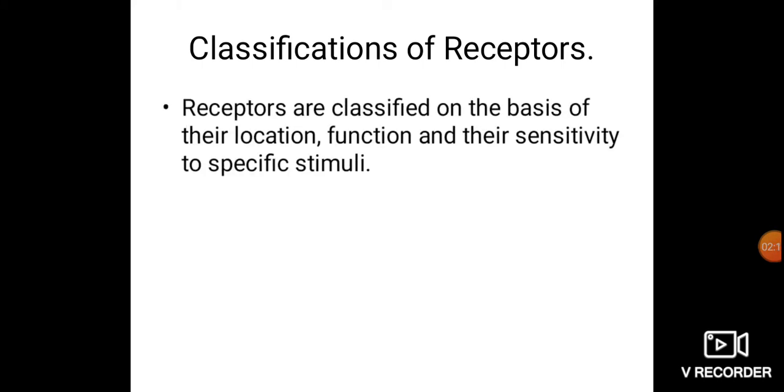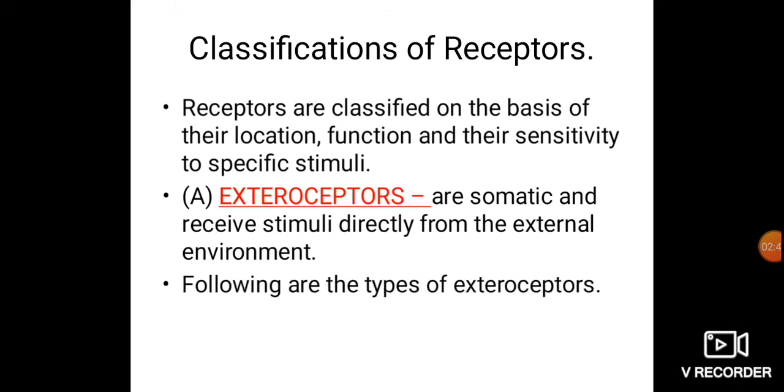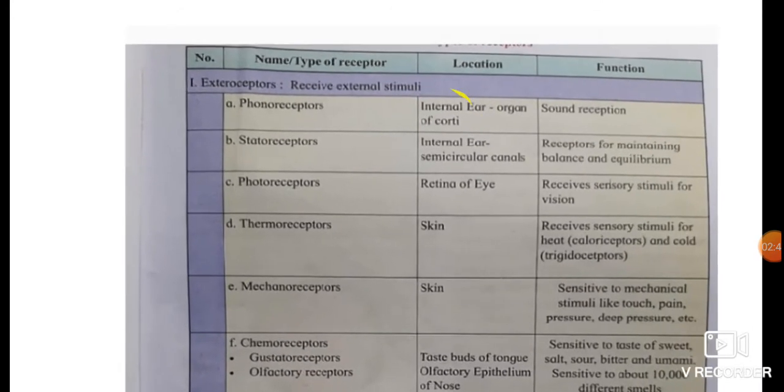Classification of receptors. Receptors are classified on the basis of location, function, and their sensitivity to specific stimuli. As I told you, phonoreceptors are sensitive to sound. Exteroceptors receive stimuli directly from the external environment. That is, the receptors are broadly classified as exteroceptors and interoceptors, which receive external stimuli and internal stimuli respectively. Following are the types of exteroceptors. Here we have a classification, a table is coming.